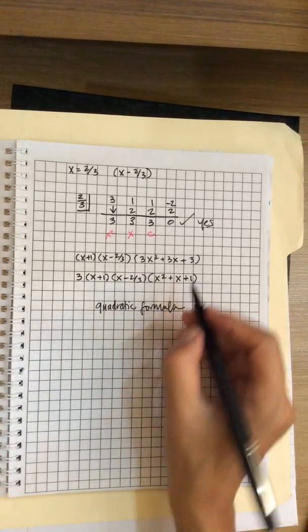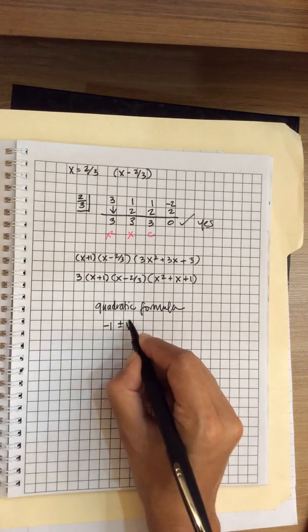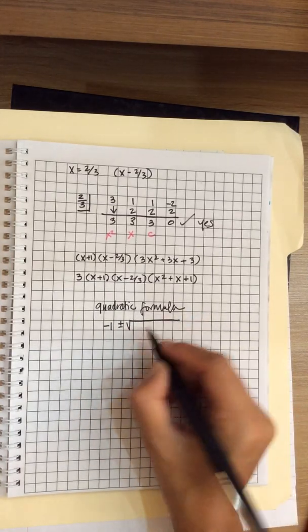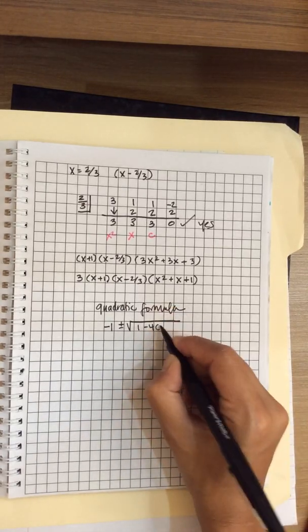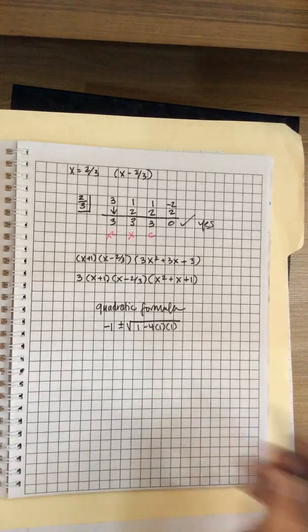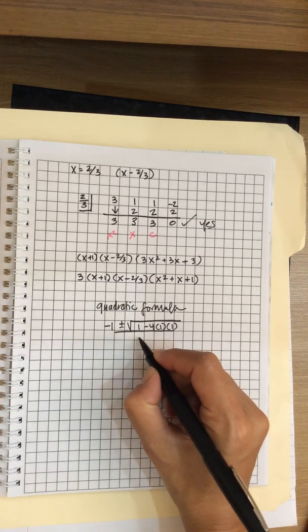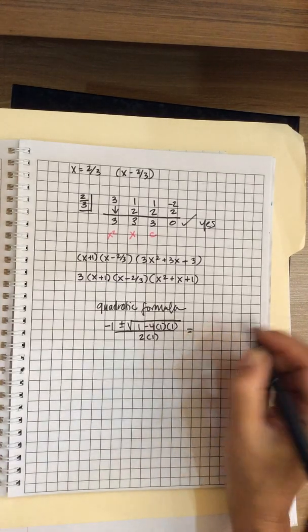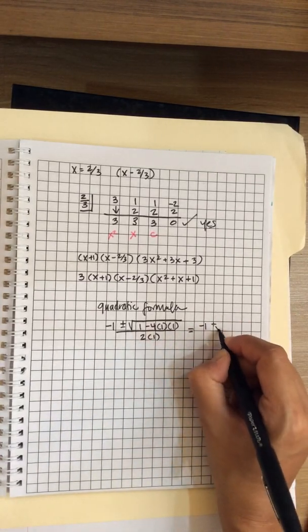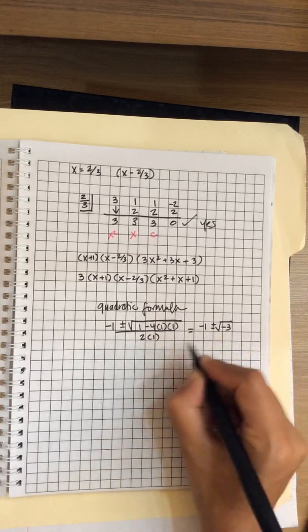Okay, so negative b, negative 1, plus or minus the square root of b squared, well that's 1, minus 4 times a, that's 1, times c, that's 1, all over 2 times 1. Okay, so now let's just figure this out. We have negative 1 plus or minus, what's left in here? 1 minus 4, that's minus 3, over 2.